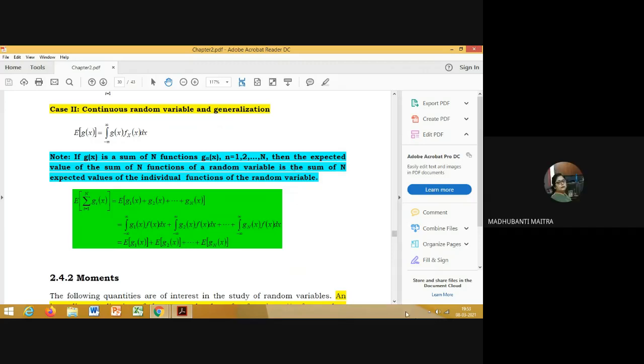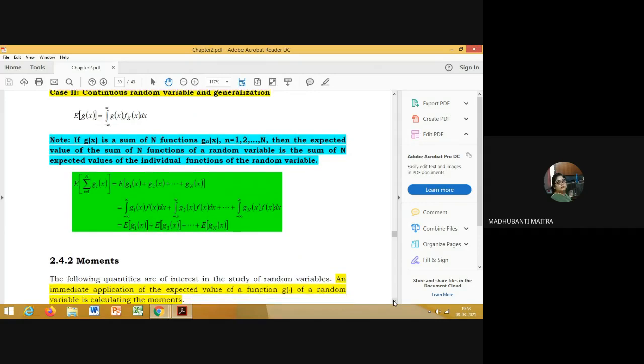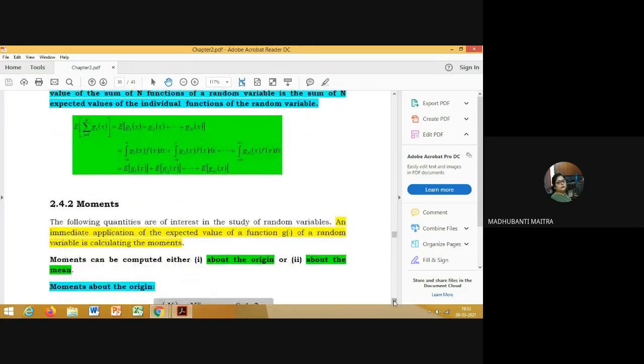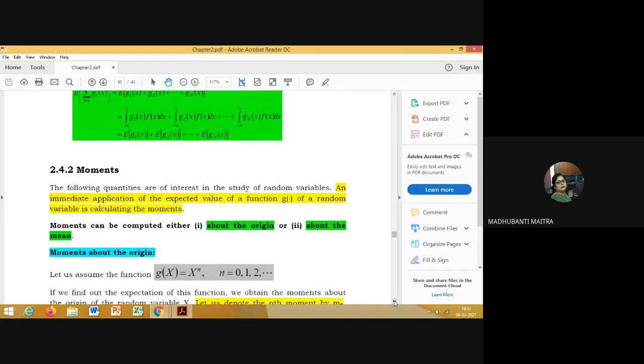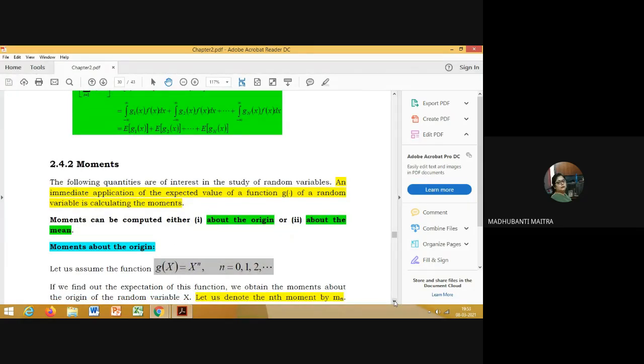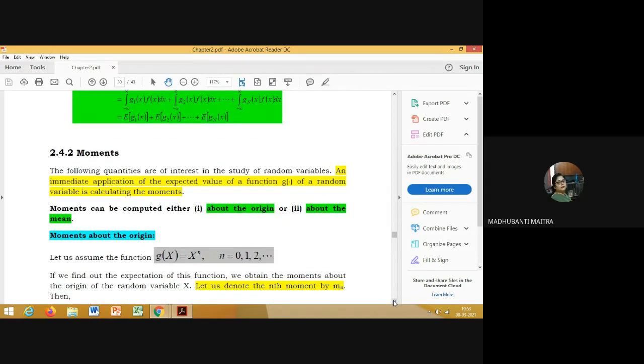Okay. Now let's come to the concept of moments. Moments can again be classified into two groups. One is the moment about origin, and the second notion is called the central moment, that is the moment about the mean or the expected value. So an immediate application of expected value of a function of a random variable is calculating moment. We are discussing the expected value of a function of the random variable, right?